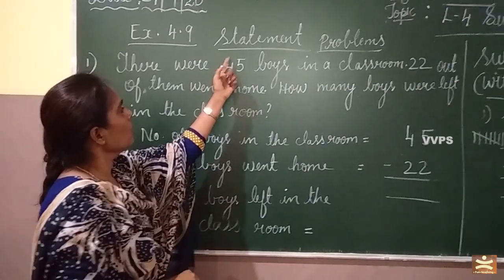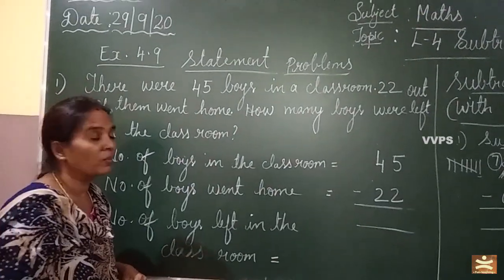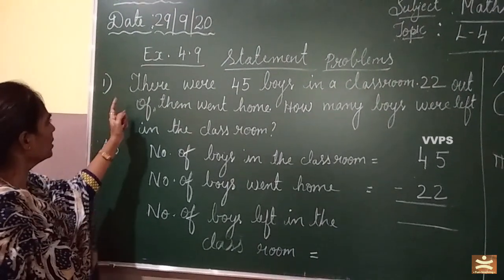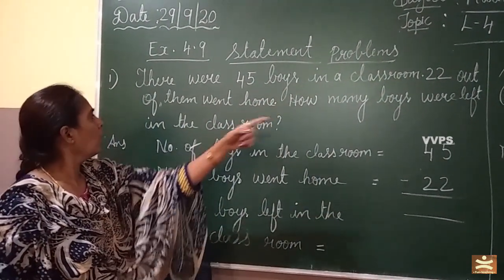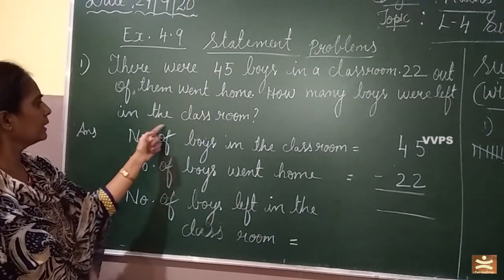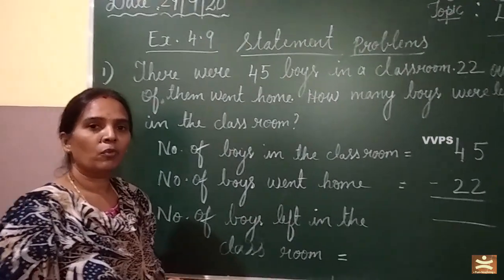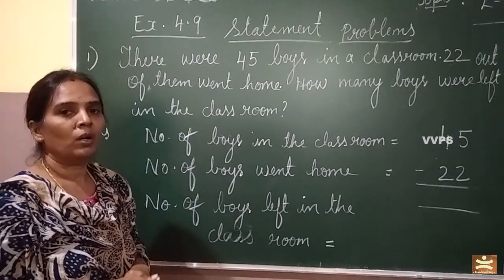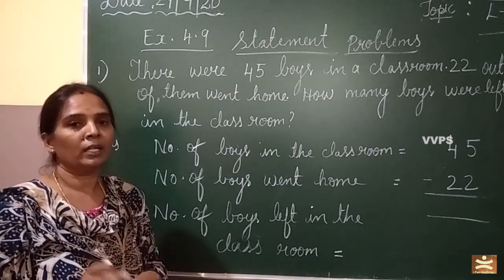Okay children, now statement problems. This you learned in addition also, statement problems, children. Now I will read the questions, see children. There were 45 boys in the classroom. 22 out of them went home. How many boys were left in the classroom? So in the classroom there were 45 boys, children. So in the 45 boys, 22 of them went home. So how many children will be remaining in the class?